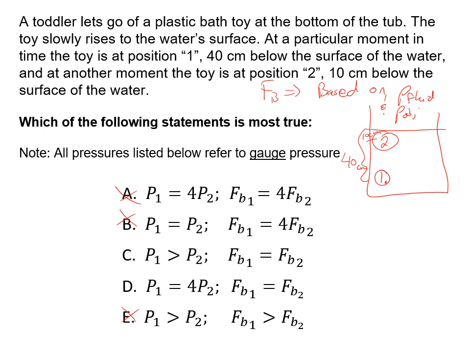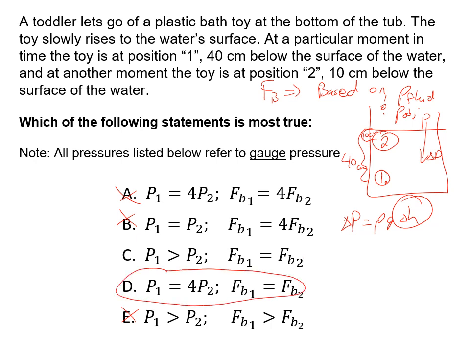Then we want to find out which one has a greater pressure. When we are looking at a pressure difference here, the change in pressure from the top to here is based on hydrostatic pressure, so that's rho g delta H. The change in height is 10 centimeters versus 40 centimeters, so the depth for position 1 is 4 times greater than the depth for position 2, and therefore the gauge pressure will be 4 times greater. So D is our answer.